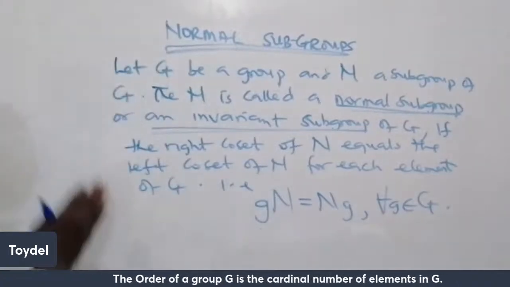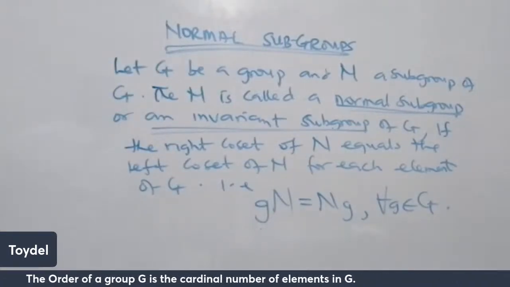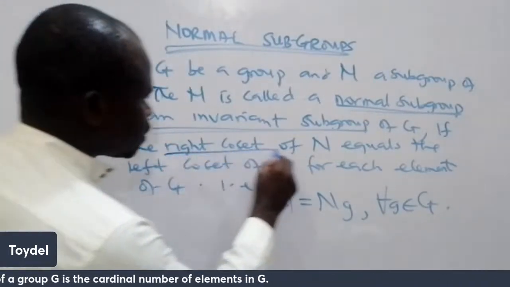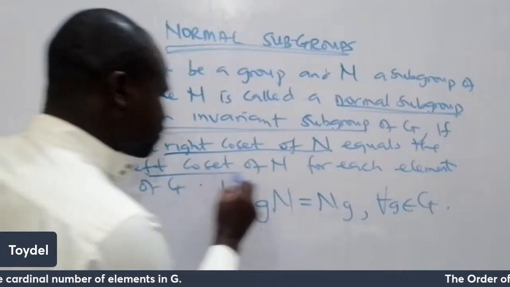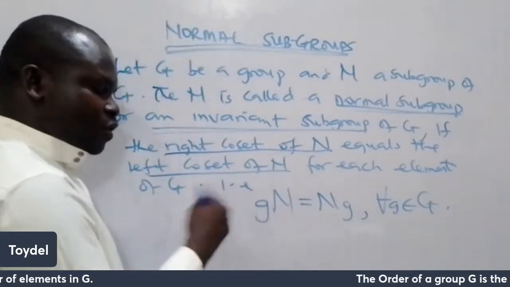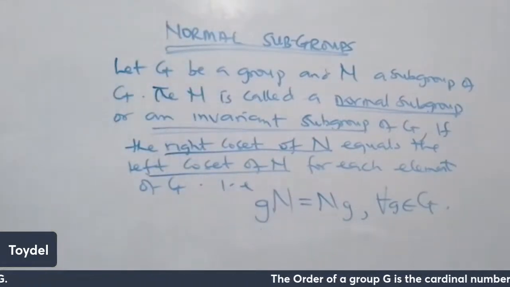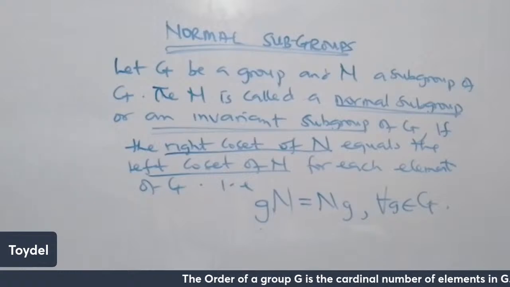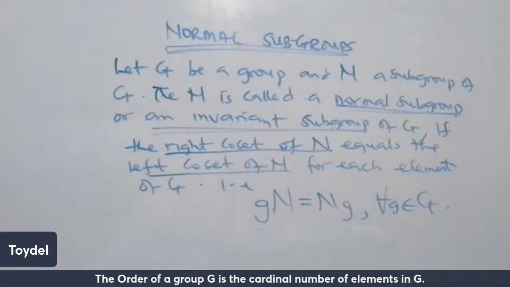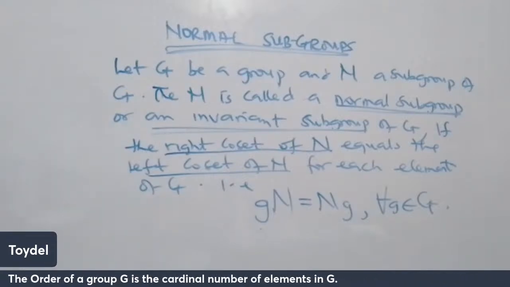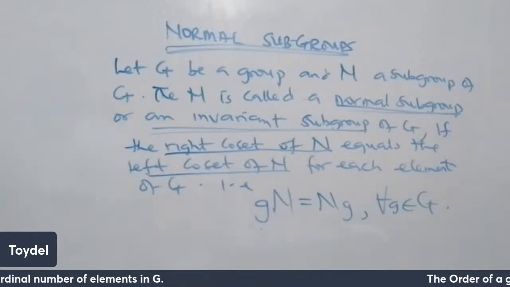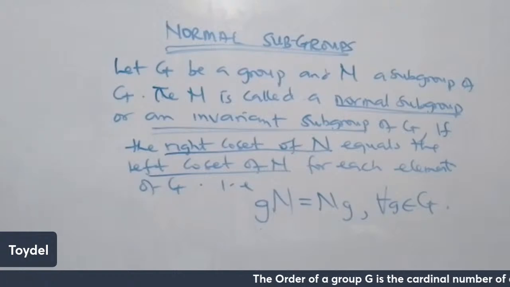So in this case, for us to have a normal subgroup, the right coset of N must be equal to the left coset. Either you find the right coset or the left coset, you must get the same answer. That's what is called a normal subgroup or an invariant subgroup. And of course, there are examples here that we can show.